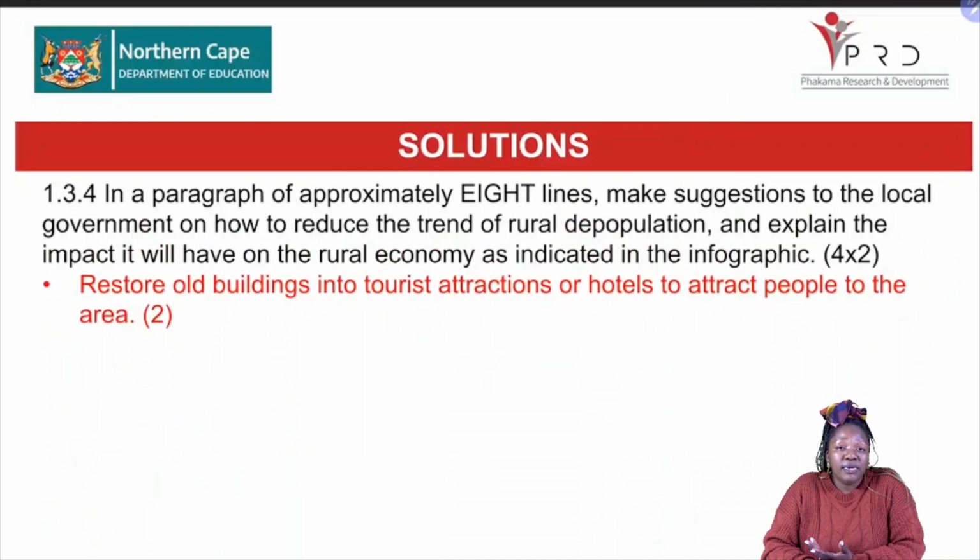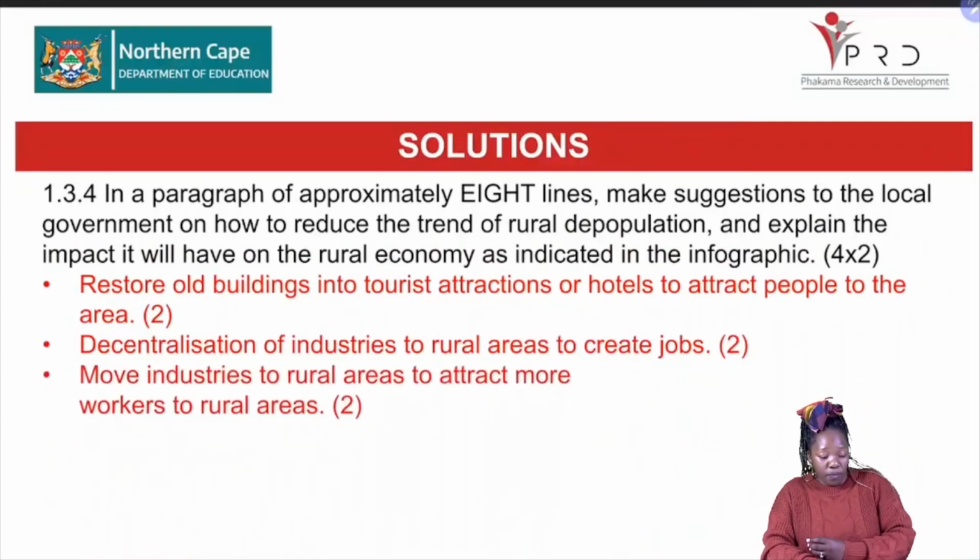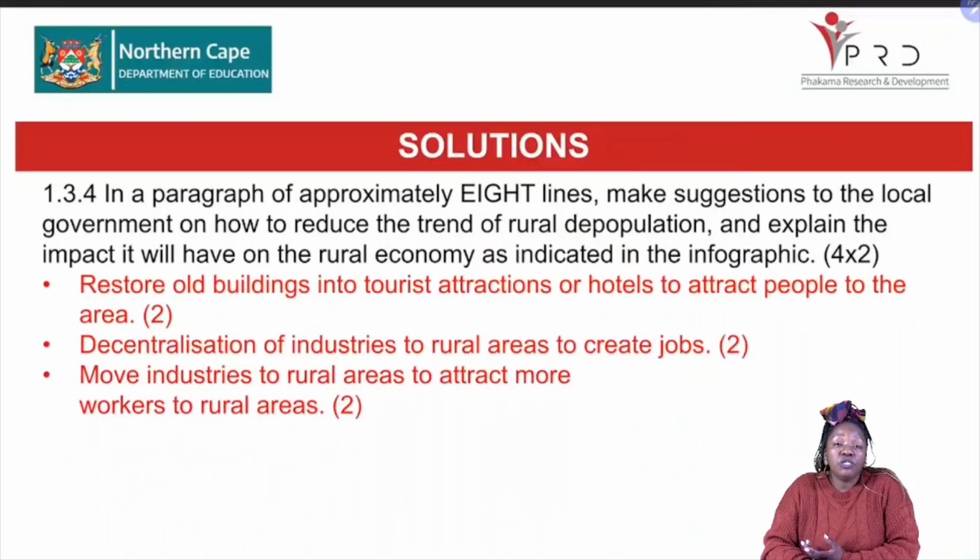Restore the old buildings. Remember, if the buildings are renewed, it means the area will be attractive also, so that people will not leave. We've already mentioned decentralization. And also, if we move the industries, the owners of the industries, because they will be decentralizing, government can give them incentives, which means they will also benefit.